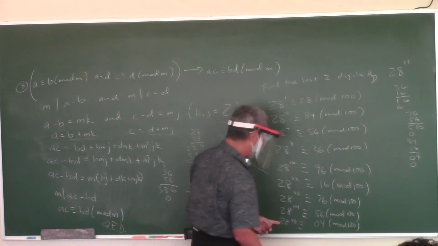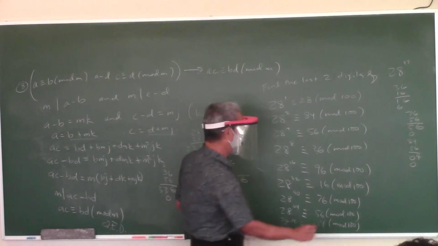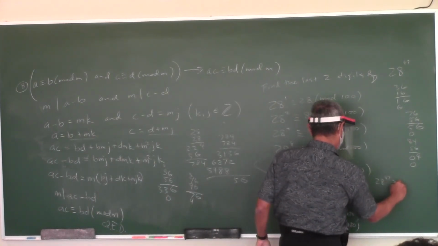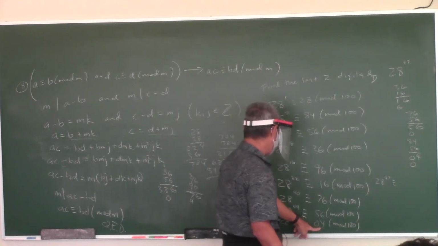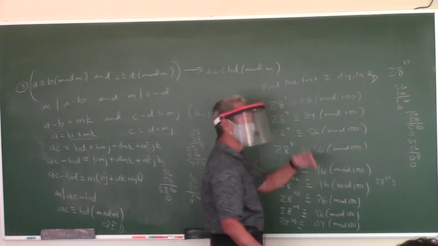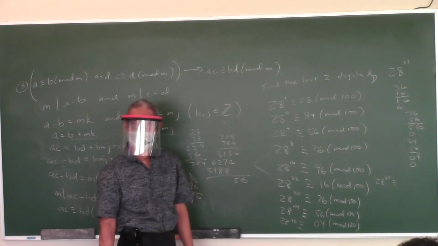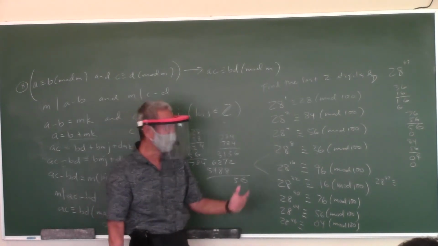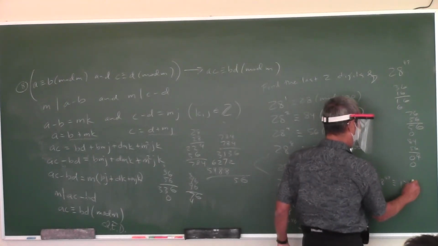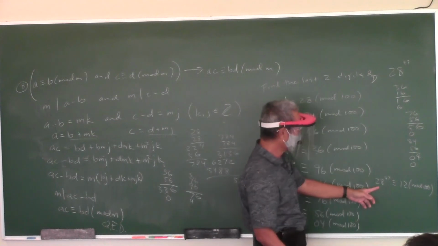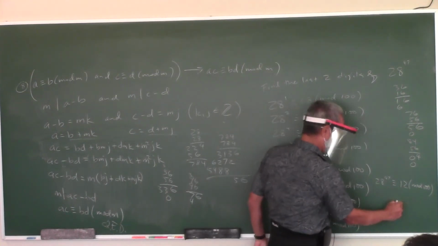And then finally, multiply this one with that one, right? So 28 to the 47th power is congruent to, you have to multiply 4 times 28. That we can do in our head, right? Yeah. 112, so 12. 12 modulo 100. So therefore, the last two digits of 28 to the 47 would be 1, 2.